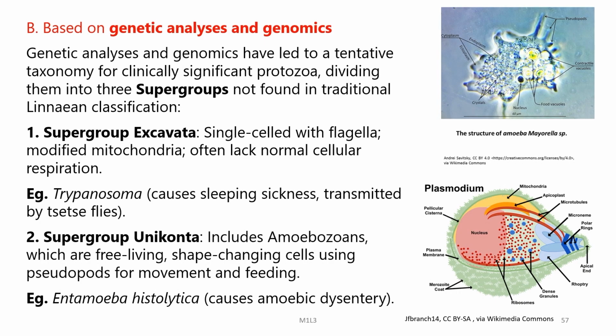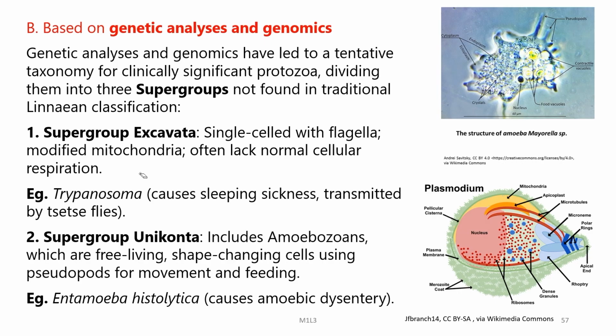Another classification of this group is based on genetic analysis and genomics. Genetic analysis and genomics have led to a tentative taxonomy for clinically significant protozoa, dividing them into 3 supergroups not found in traditional Linnean classification. So, the first supergroup is Excavata. These are single celled with flagella, modified mitochondria, often lacking normal cellular respiration. For example, we have here Trypanosoma, which causes sleeping sickness, and these are transmitted by tsetse flies.